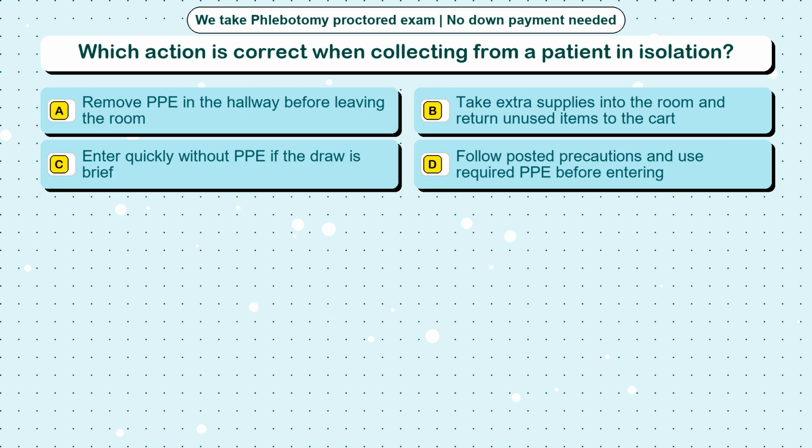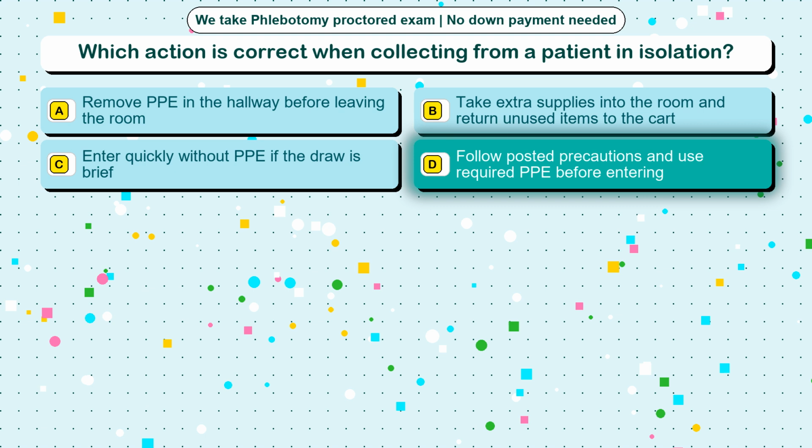Question 34. Which action is correct when collecting from a patient in isolation? Option A. Remove PPE in the hallway before leaving the room. Option B. Take extra supplies into the room and return unused items to the cart. Option C. Enter quickly without PPE if the draw is brief. Option D. Follow posted precautions and use required PPE before entering. The correct answer is option D. Follow posted precautions and use required PPE before entering.